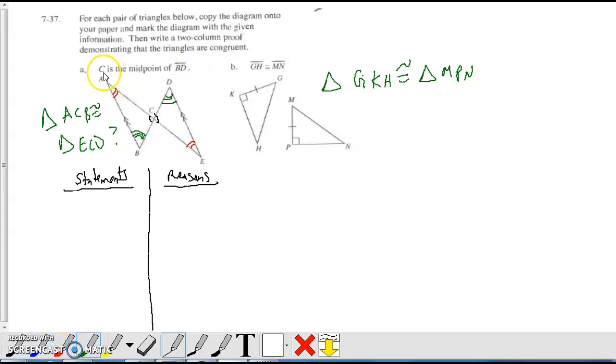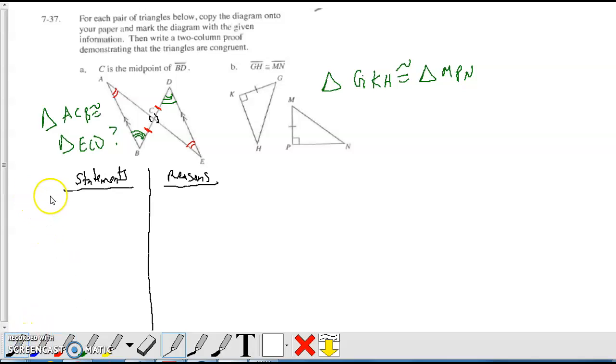So what do I know? I know that C is the midpoint between B and D. So what do I know? I know that this guy is congruent to that guy. So now that I have an idea of what's happening, I can use angle, angle, side. I can use side. I can use angle, side, angle. Whatever I want to do. So I'm going to start off with what I knew first.